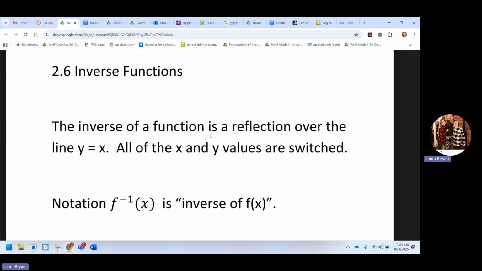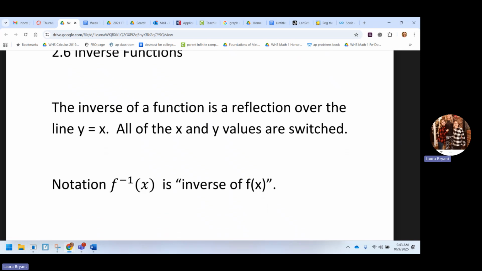An inverse graphically is a reflection over the line y equals x. And then numerically, it's just flip-flopping the x and y values. So you learned about these probably way back in Math 1 or Math 2. So if I had, for example, something like a squiggle going this direction, then it would flip over the line y equals x and then would be going over here.